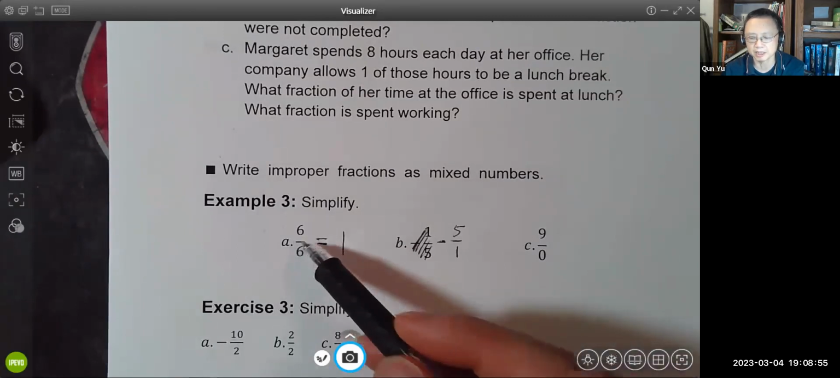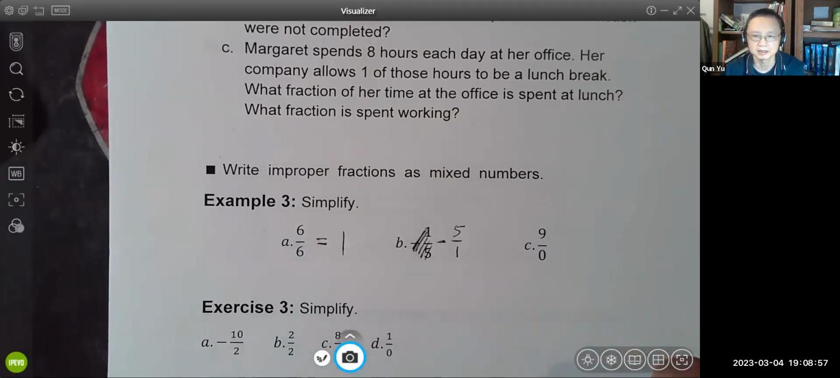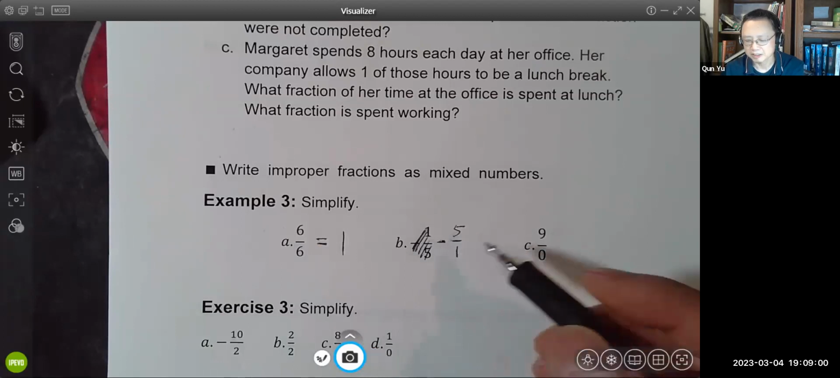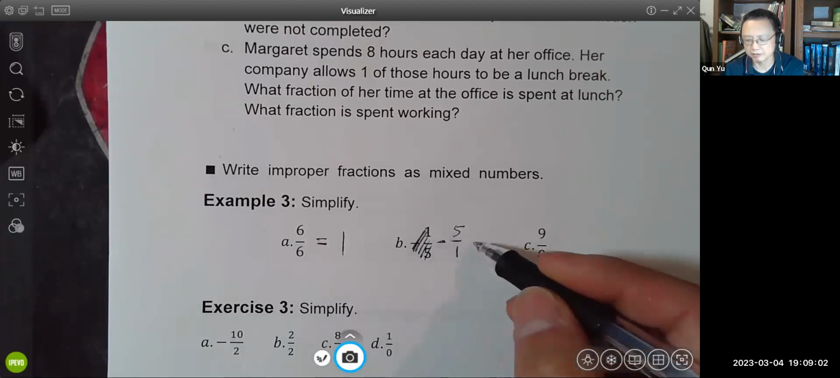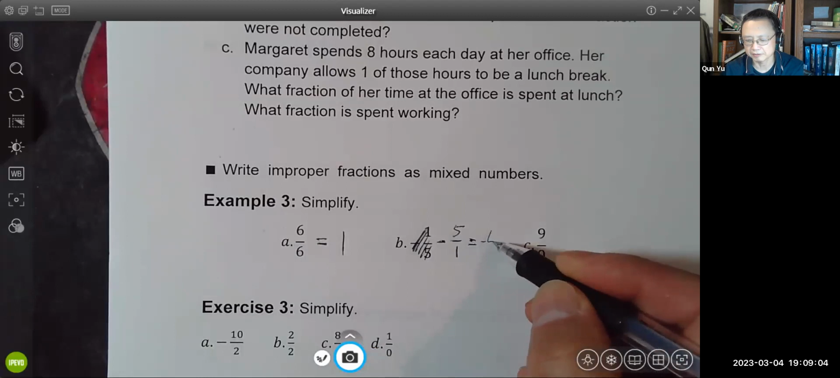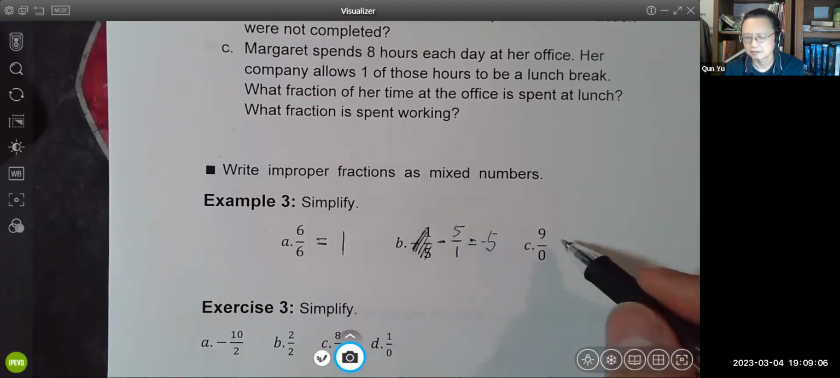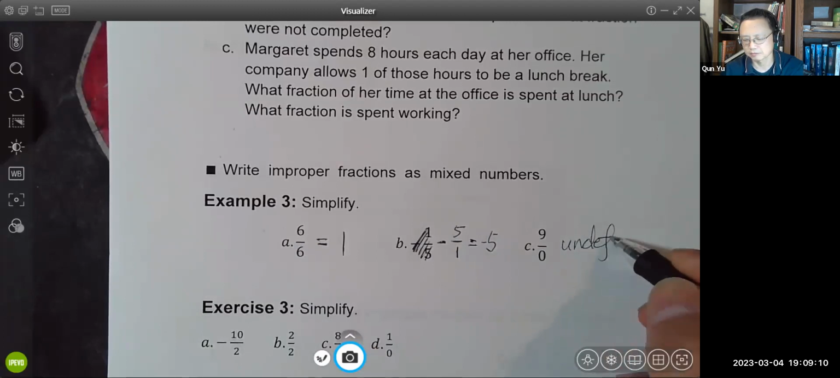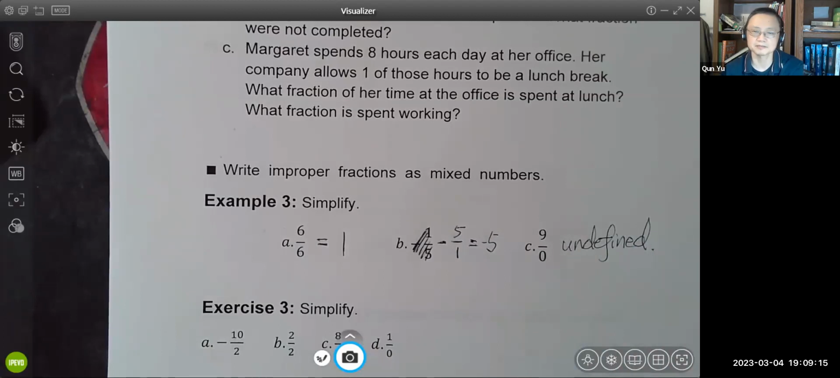Remember, this fraction bar is also called the division bar. 5 divided by 1 is 5, but we have a negative sign in the front. So this is negative 5. We cannot divide by 0. So basically, this is undefined. You cannot do it. That's it. Very straightforward.